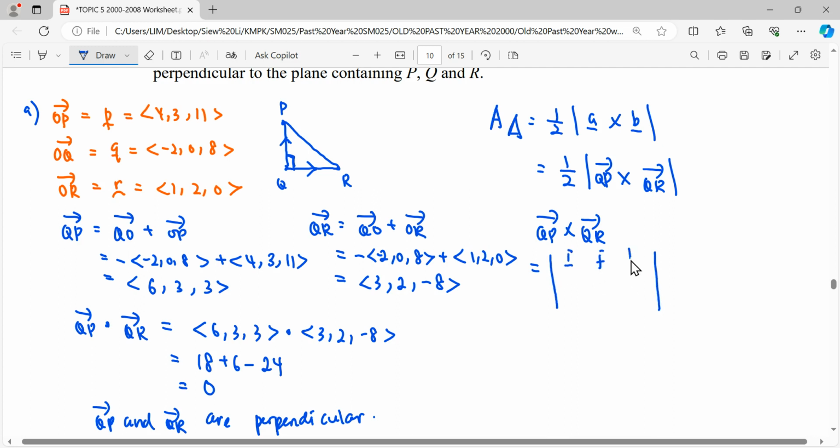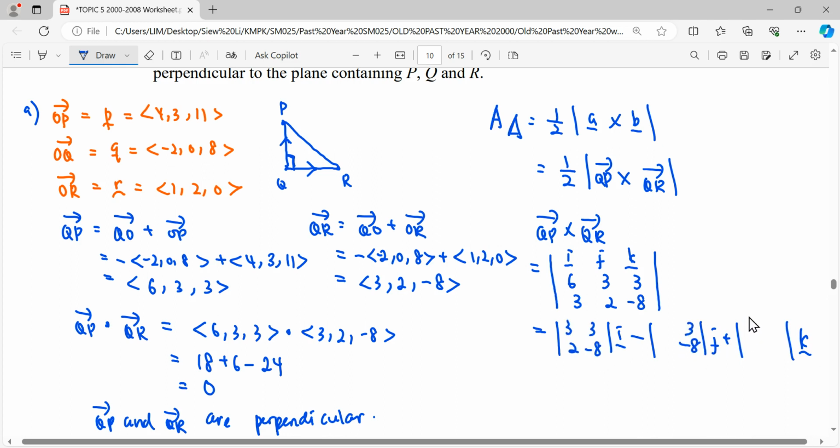First row is i, j, k. Second row will be QP, which is (6, 3, 3). Third row will be QR, which is (3, 2, -8). Then we do this 3 by 3 determinant. It will be minus i, minus j, then minus k. To get the i component, eliminate first row, first column: 3, 3, 2, -8. Then the second with a minus, then 3, 2 for the last minus.